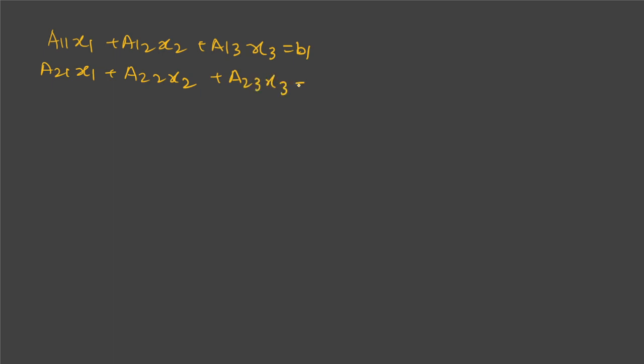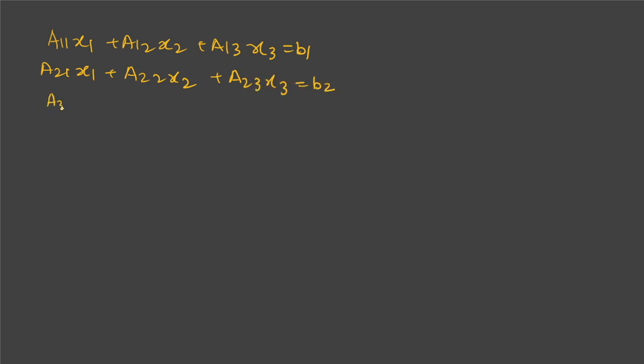In a similar way, we have a11x1 plus a12x2 plus a13x3 equals b1, and we have a21x1 plus a22x2 plus a23x3 equals b2.